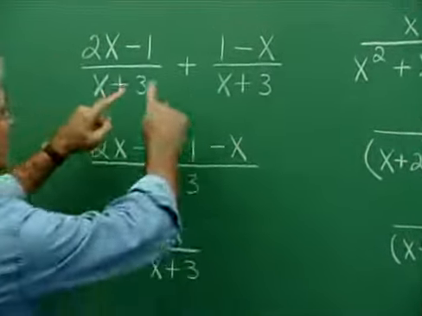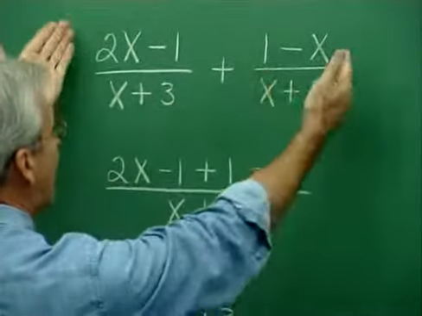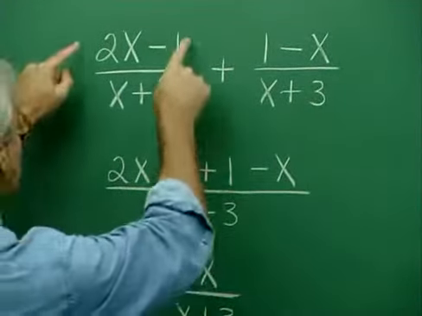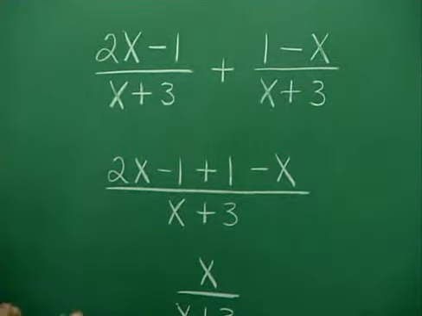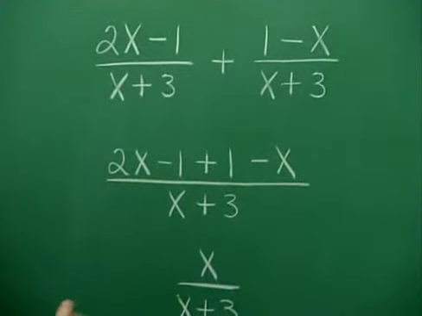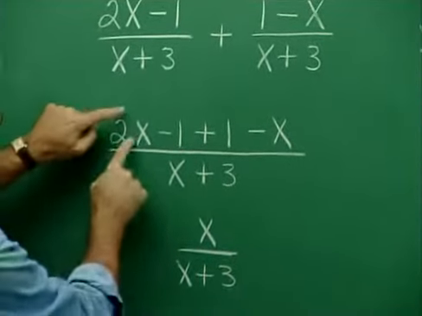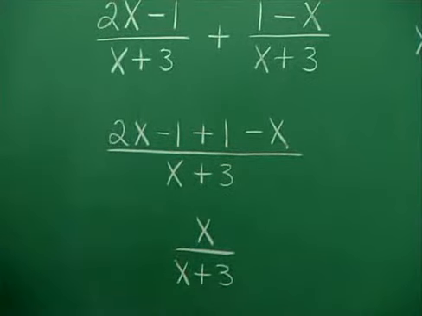Here we're adding a couple of algebraic fractions. We already have the common denominator, so we simply add the numerators, and as we would expect, we just bring down this numerator and show the addition of this one. And we have our common denominator under that big numerator. Now it's just a matter of collecting like terms. 2x minus x is x, and the ones go out, so we have x over x plus 3.